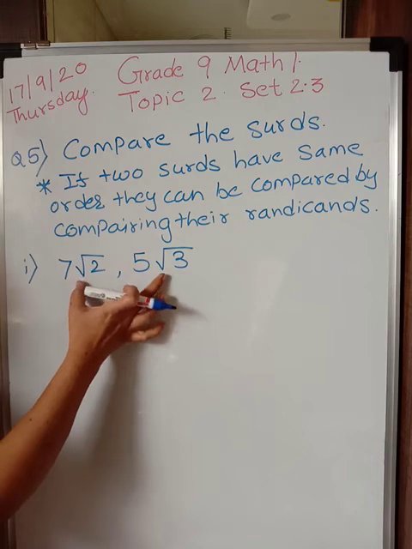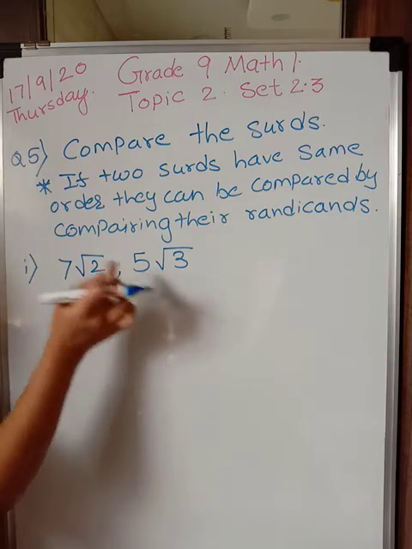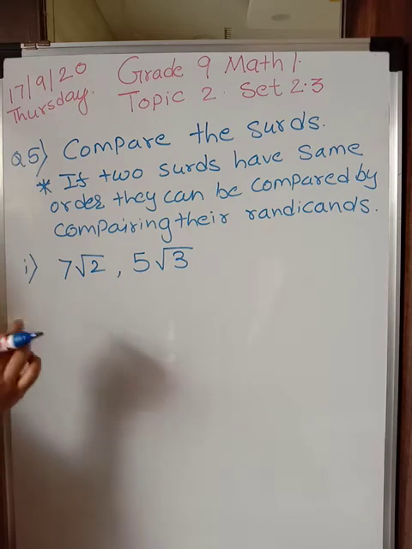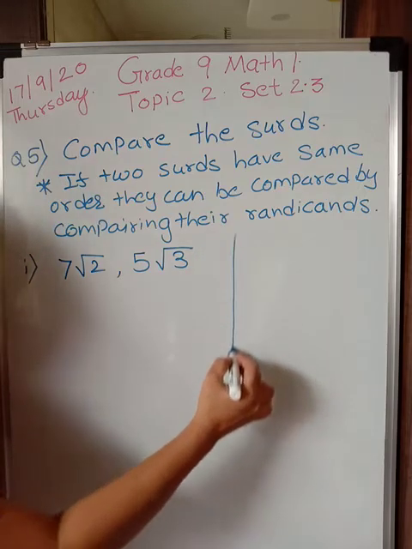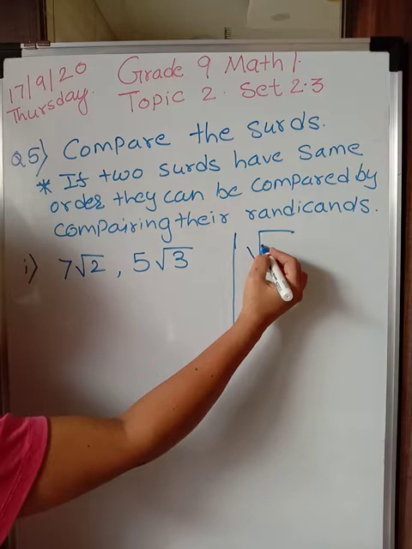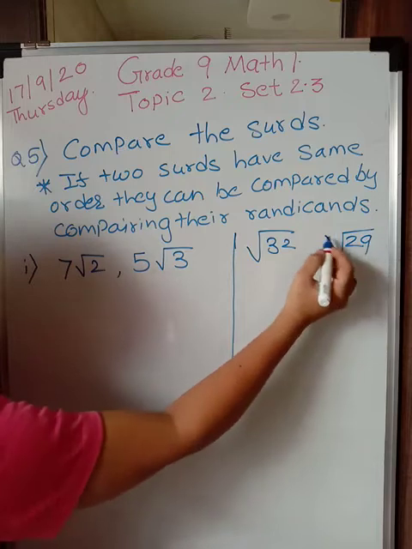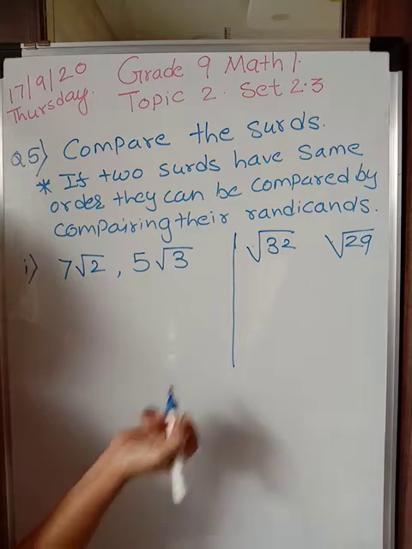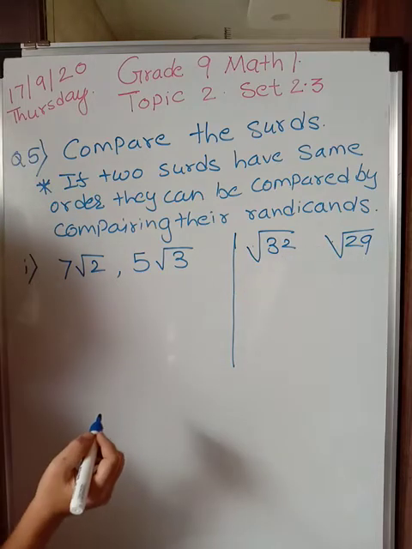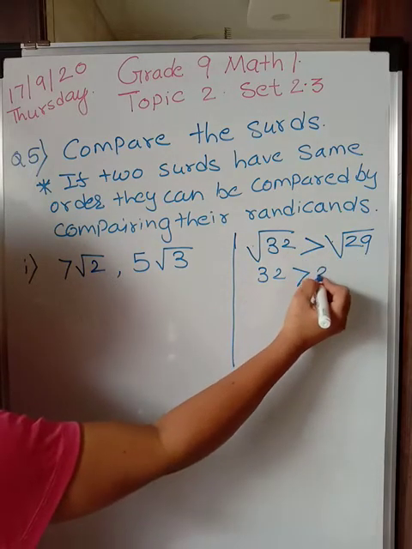So if order of the surd is same, then only we can compare the surds by comparing their radicants. Are you understanding me? So we need to have the order of the surds same. Then we can compare them by comparing the radicals. For example, if I have square root of 32 and if I have square root of say 29, is order same? Yes, order is 2, here is also 2. Now 32 is obviously greater than 29. So we are comparing the radicants. 32 and 29 are radicants, no. So we can write this is greater because 32 is greater than 29.